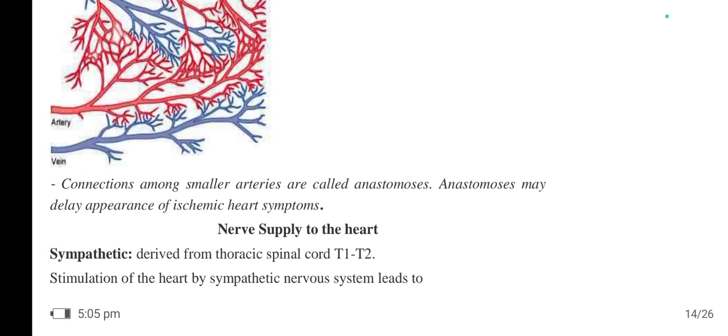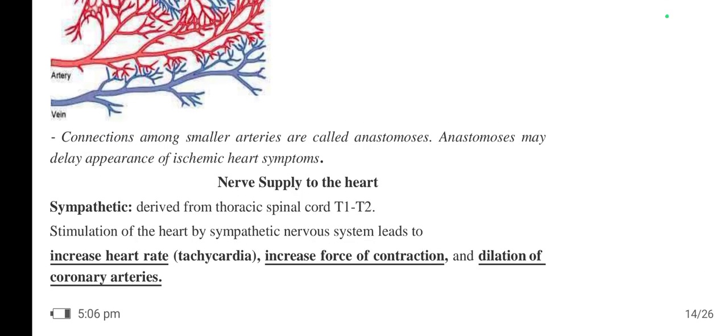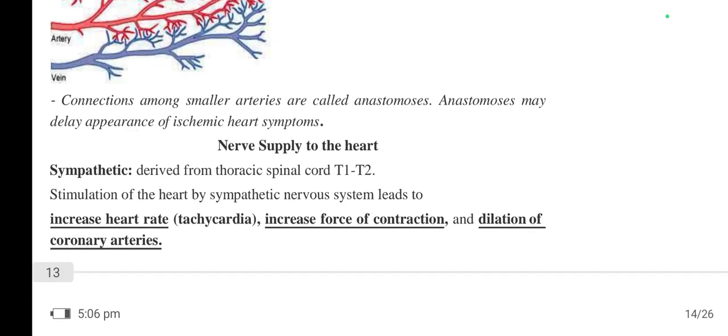Connection among smaller arteries is called anastomosis. So what is called anastomosis? It's an important 2-mark question. Connection among the smaller arteries is called anastomosis. Anastomosis may delay appearance of ischemic heart symptoms. So in the case of ischemic heart diseases, this anastomosis may delay, what? The small artery connection may delay.